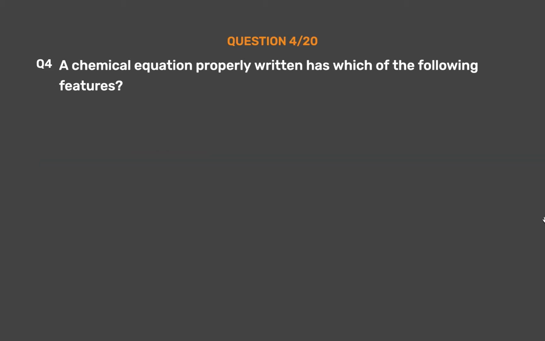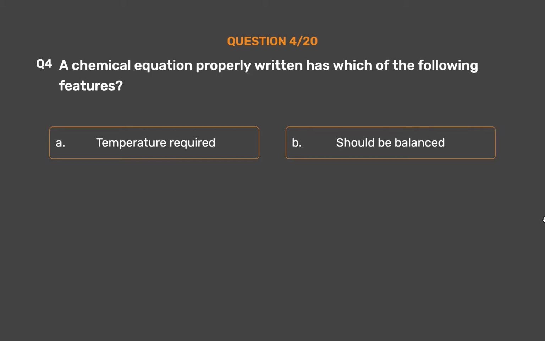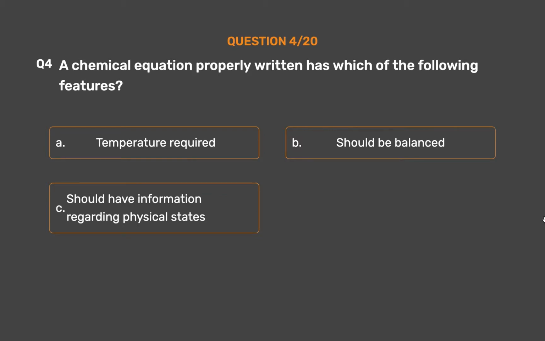Question number 4. A chemical equation properly written has which of the following features? Option A. Temperature required. Option B. Should be balanced. Option C. Should have information regarding physical states. Option D. All of them.